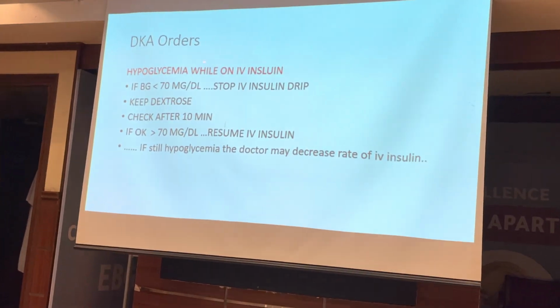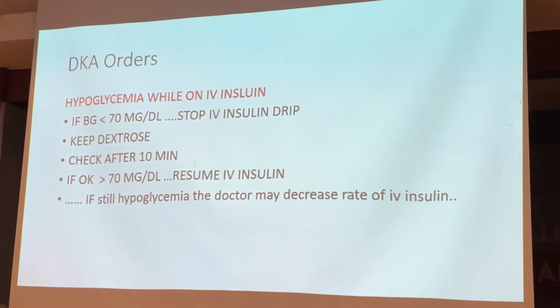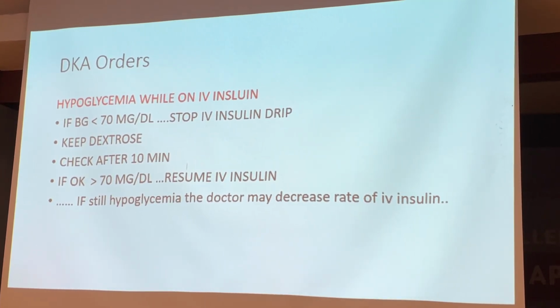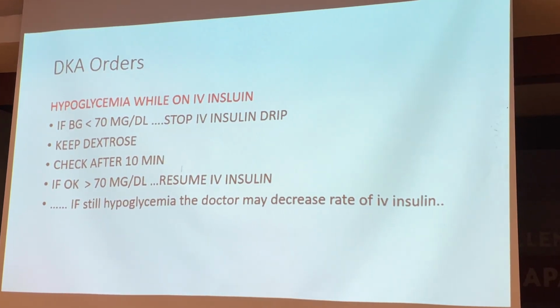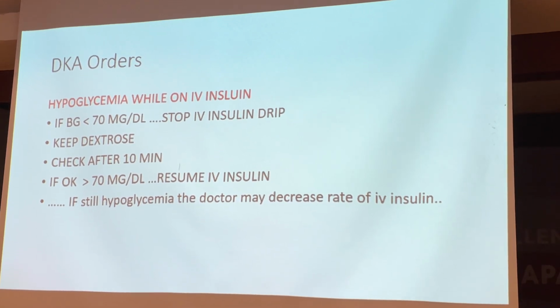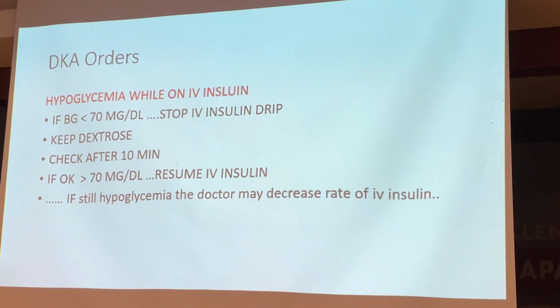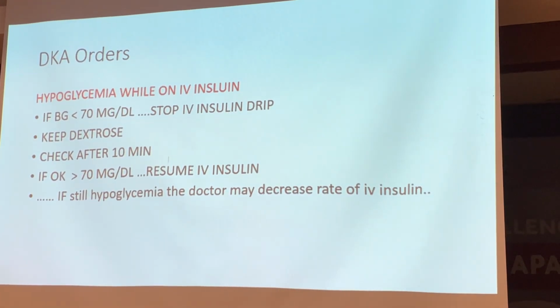What if the patient has hypoglycemia while he is on IV insulin? The patient is in DKA and we started the IV insulin drip, and the blood sugar is going down: 100, 90, 80, 70, 60. What will you do? If the blood sugar is less than 70, please stop the IV insulin drip. This is the first thing you should do, without any order from the doctor. This is clear. If the patient has hypoglycemia, we should stop the insulin.